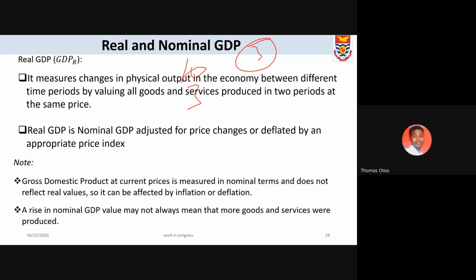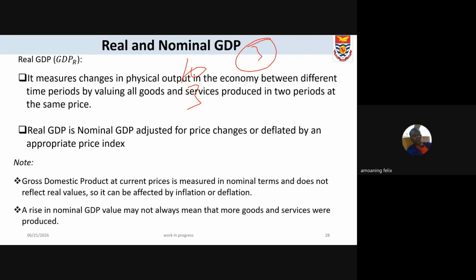Thank you, sir. So the argument we are trying to say is that your real GDP is your nominal GDP adjusted for price changes or deflated by an appropriate price index. So let's take an example of one thing and see. This example was taken from the model, which I want us to look at. I think I took this from the level 200 model.